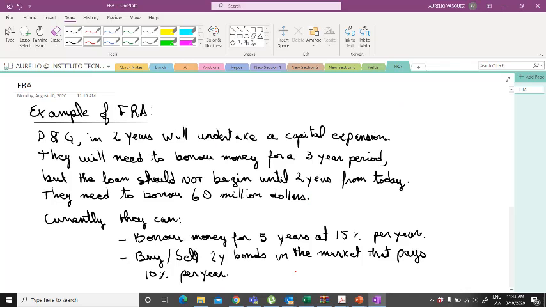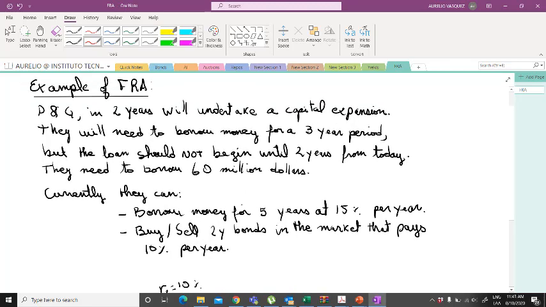Let's see another example of our forward rates. So imagine that Procter & Gamble is going to undertake a capital expansion. So they will need to borrow money for a 3-year period. Now, the loan, and this is important, the money that they want to get is not going to begin until year 2. That means in years 0, 1, and 2, nothing is going to happen. And the amount of money that they want to borrow is $60 million. And today, the two things they can do are borrow money for 5 years at 15% per year, and buy or sell a 2-year bond in the market that pays 10% per year.